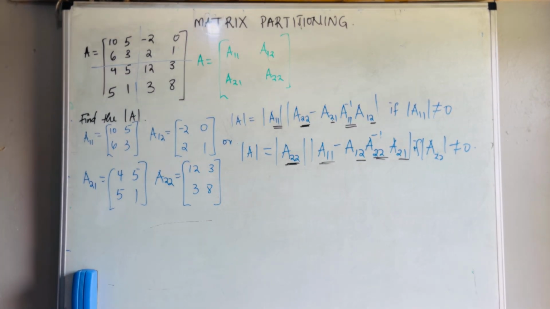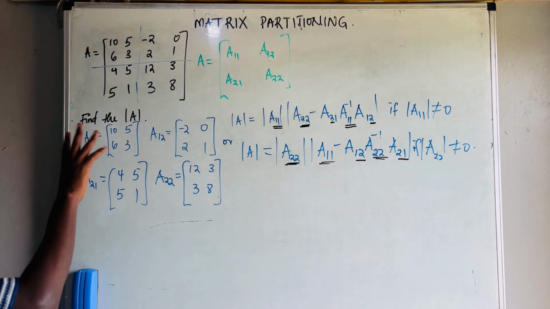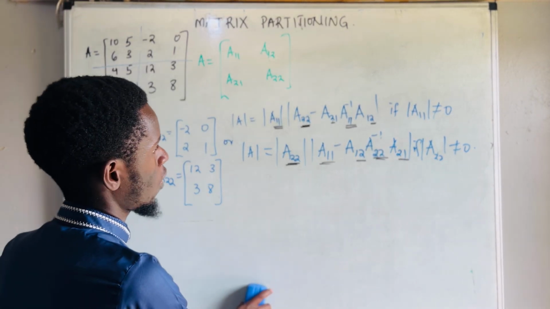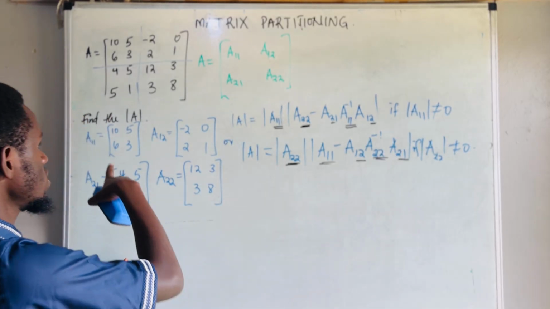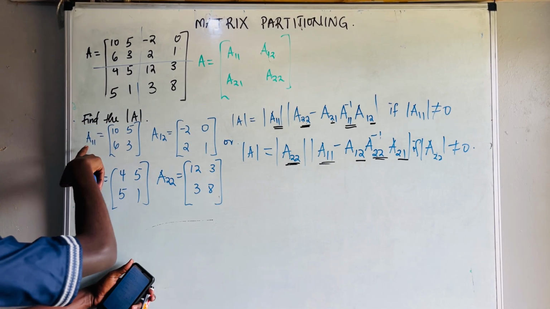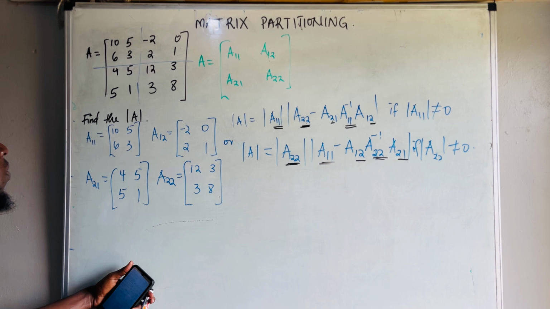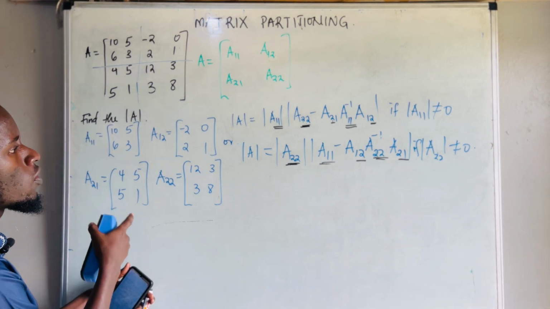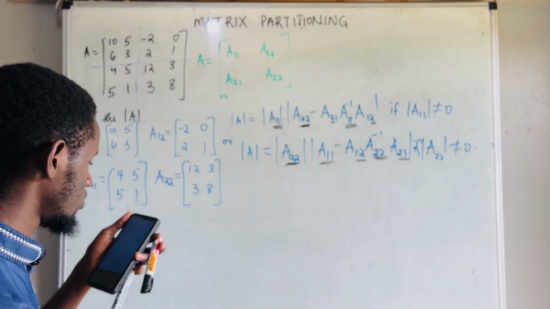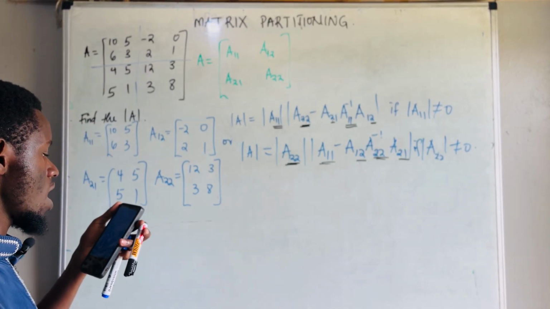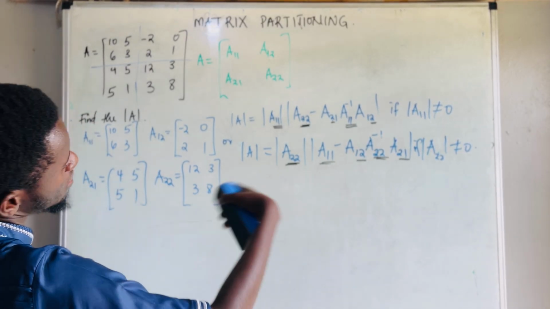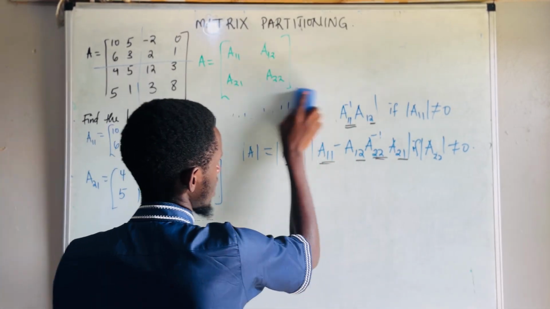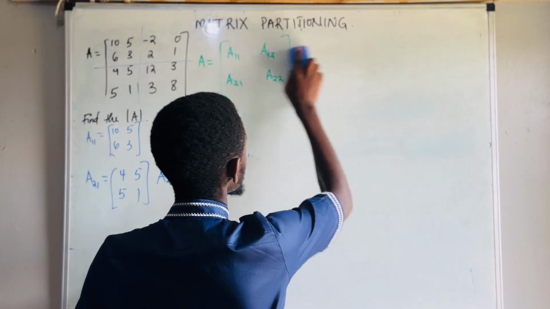Now, members, allow me to find the determinant of this matrix using this formula. For me, I'm going to employ formula 2. You can also use formula 1, provided the determinant of this matrix is not 0. Let me just use the second definition. Yes, let me put off this first and write it again properly.